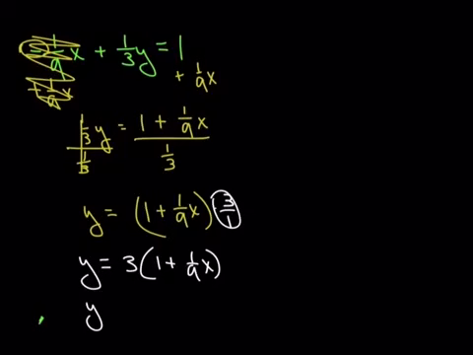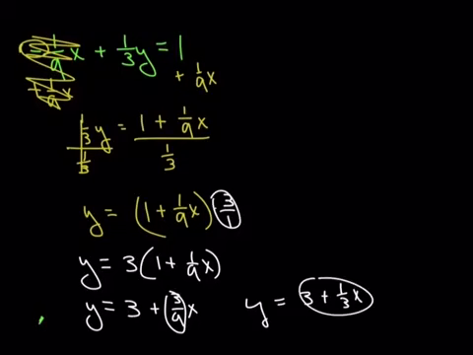Okay, so y equals 3 times 1 is 3. 3 times 1/9 is 3 over 9. Okay, and then that 3 over 9 there can be reduced. So 3 over 9 can be reduced to 1 over 3. So we get 3 plus 1/3 x. And again, we'll switch those around to 1/3 x plus 3.